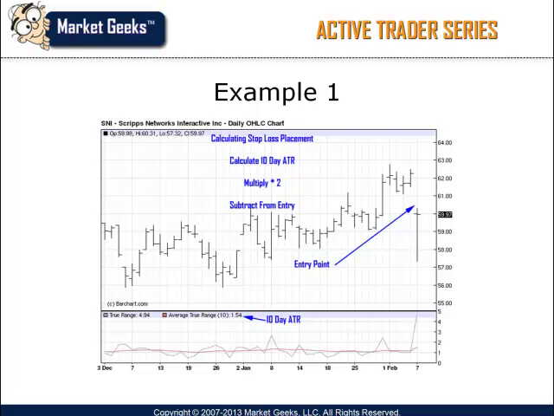Before I get into analysis, let me give you the rules for the stop loss and profit target so that you can see how it looks visually. The stop loss level is 2 times the 10-day ATR, and the profit target is 4 times the 10-day ATR.